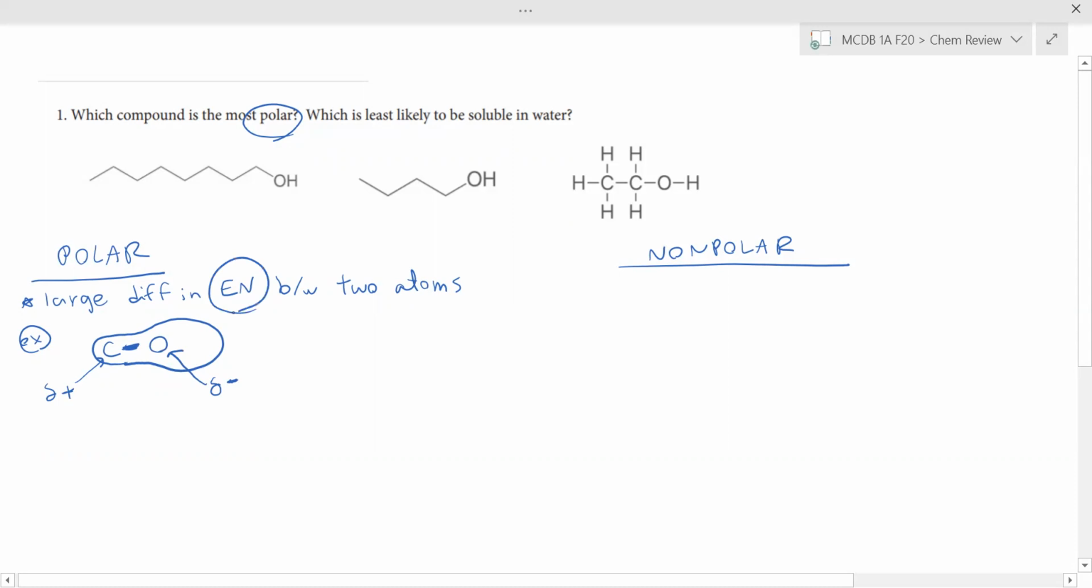So you don't really need to know about electronegativity for this class. You don't need to look at the periodic table and know the exact values for electronegativity, but do know the main point that polar bonds are going to have one partial negative end, one partial positive end.